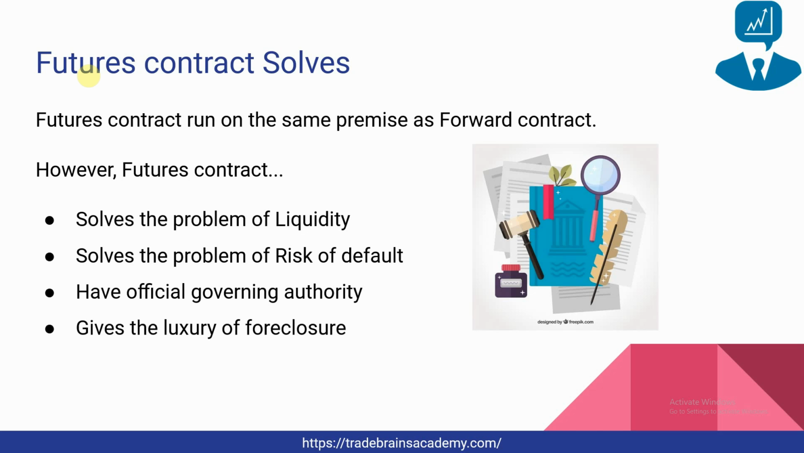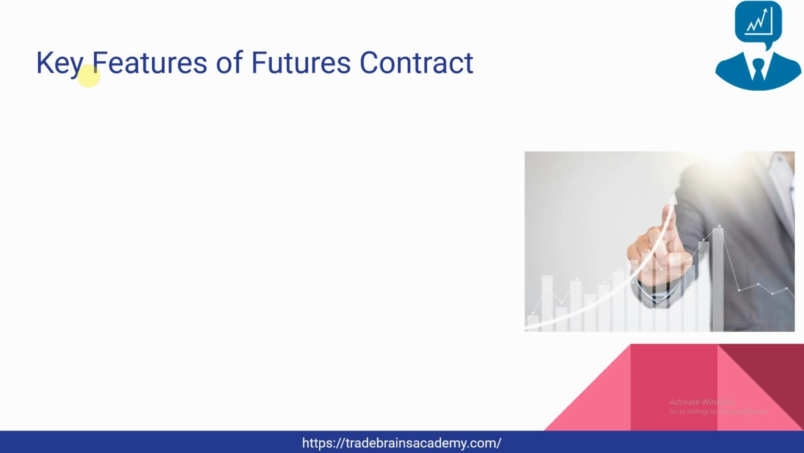So in simple terms, a futures contract is a derivative instrument which derives its value from an underlying asset. The underlying asset could be shares, equity, bonds, commodities, anything. And these are governed and regulated by the regulatory bodies of that country. In the case of India, it is governed by the Securities and Exchange Board of India. Now, what are the key features of a futures contract?